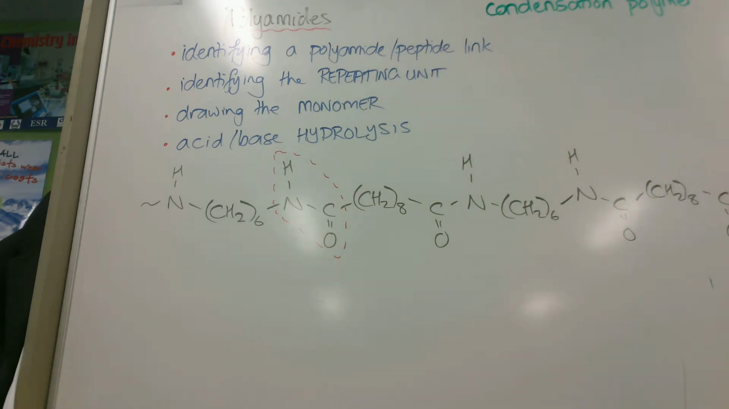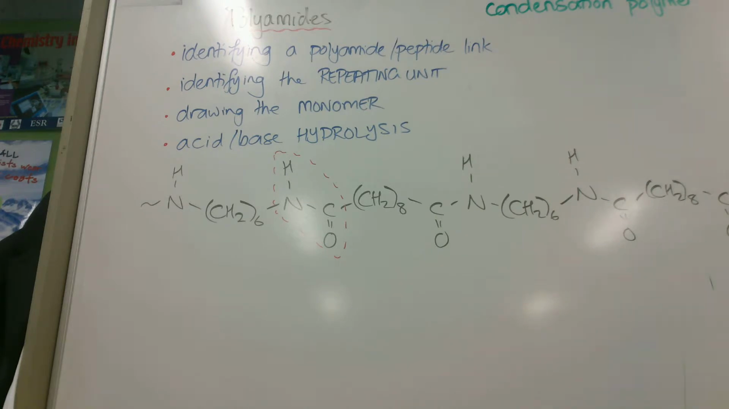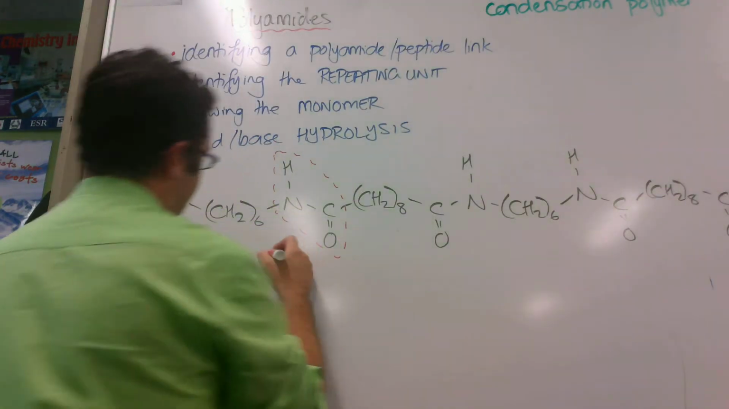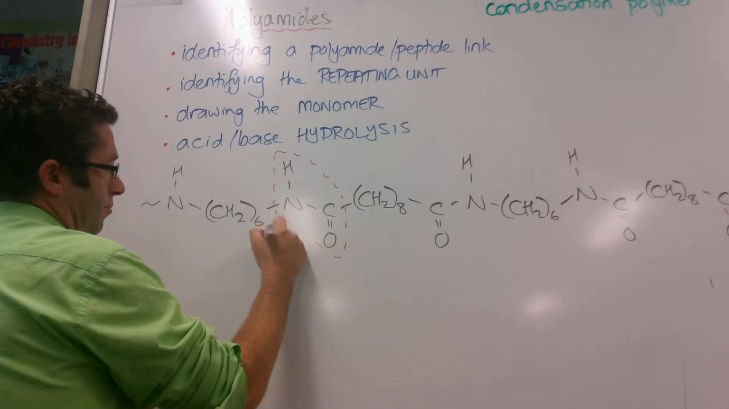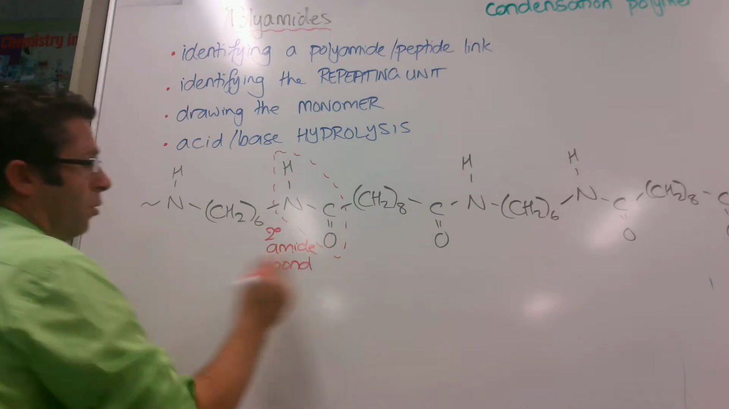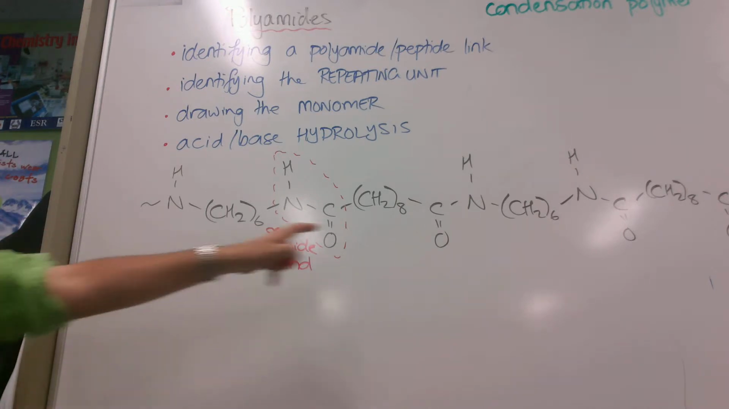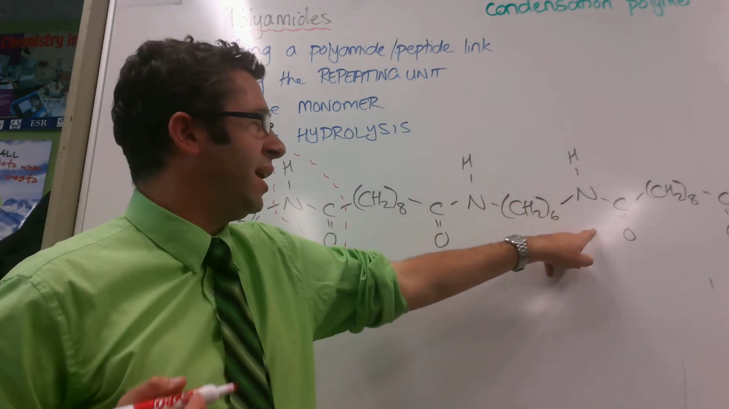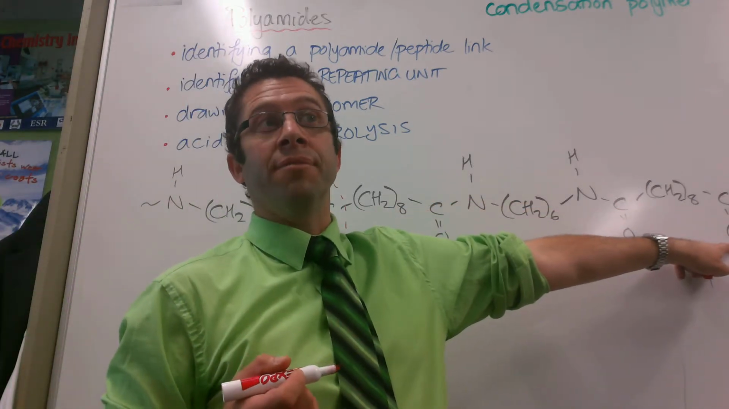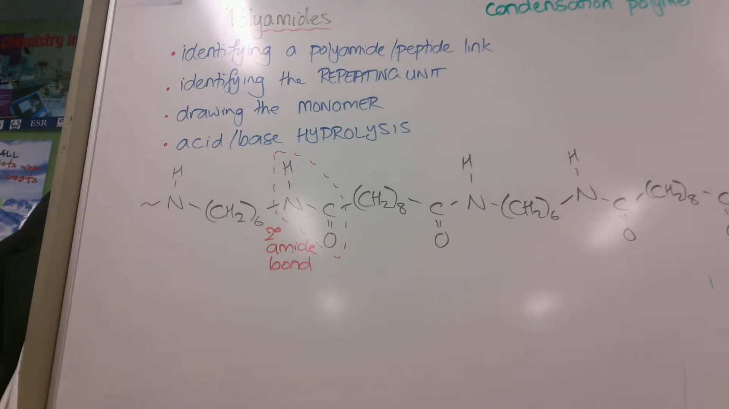It's a secondary amide because the nitrogen is bound to how many carbons? 2. Okay, so this is our amide, particularly a secondary amide bond, or link. So that's what we're looking for. That's our functional group that says it's a polyamide because it's got amides in it. You can see another one here, another one here. That's probably the start of one, isn't it? So we can see that starting to build.